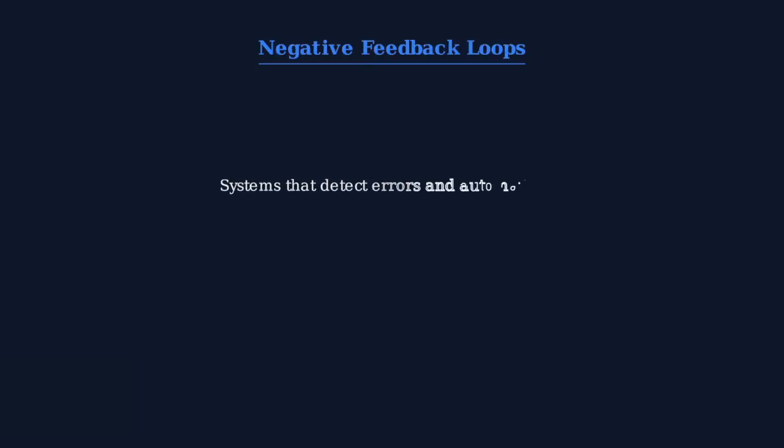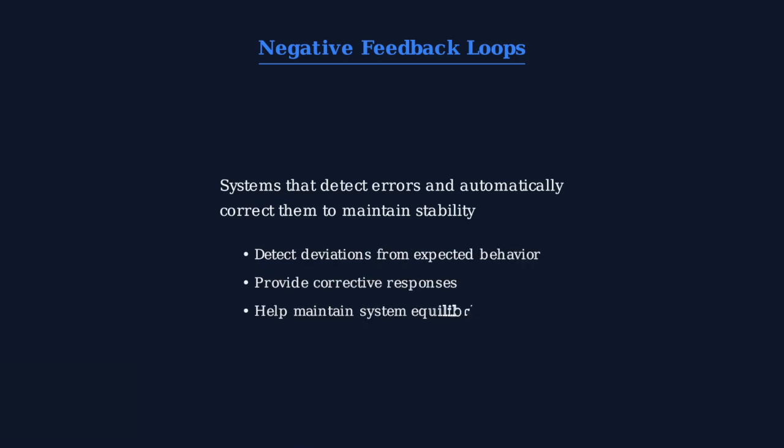Imagine you're typing an email and accidentally misspell a word. Suddenly, a red squiggly line appears underneath it. This is a negative feedback loop in action. The system detected an error and is helping you correct it. Negative feedback loops are essential mechanisms in human-computer interaction that help maintain system stability by detecting problems and automatically correcting them.